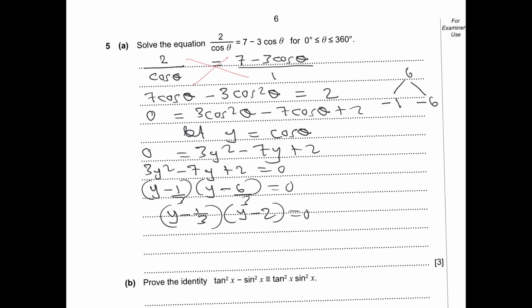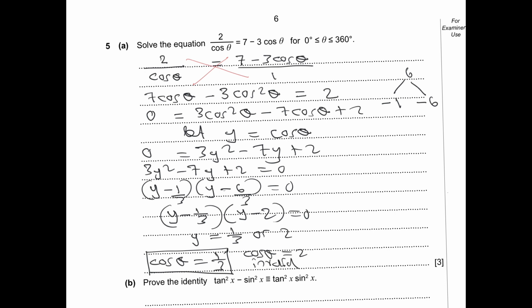So if I'm to solve that, I'm going to have y is equal to 1/3 or 2. But remember, cos theta is what is representing y. Y is representing cos theta. So we have cos theta is equal to 1/3. Of course, we can solve this one here. But talking of cos theta equal to 2, that's invalid.